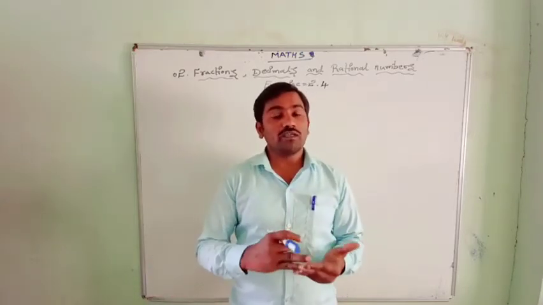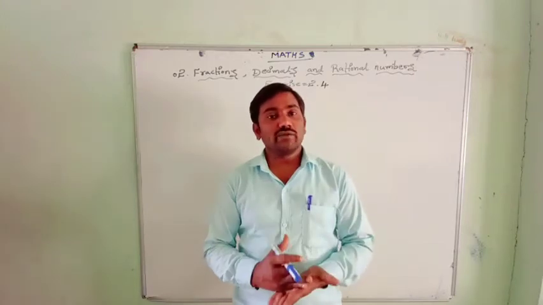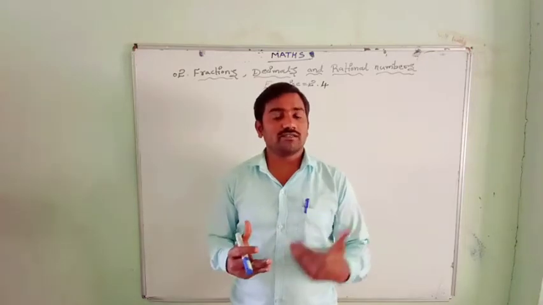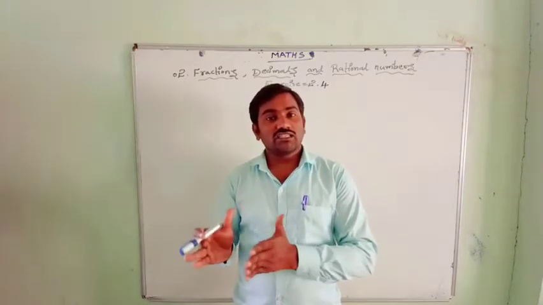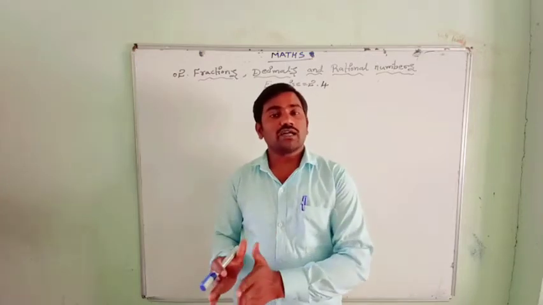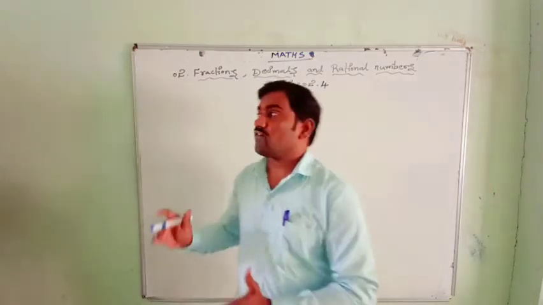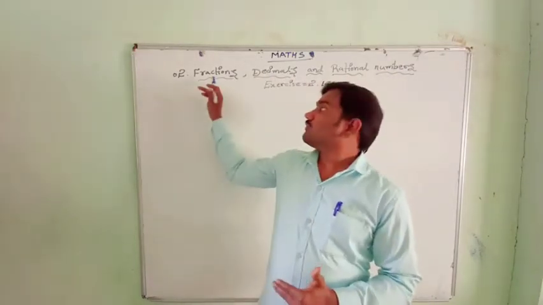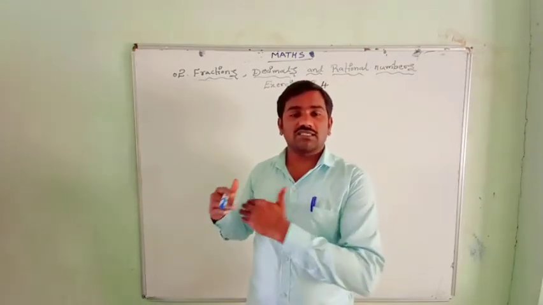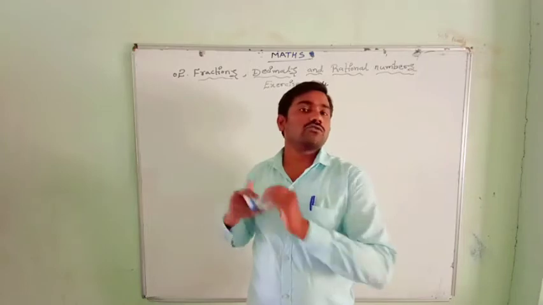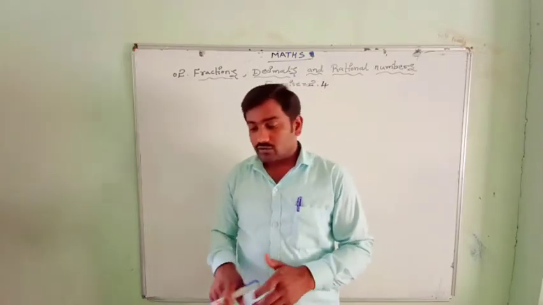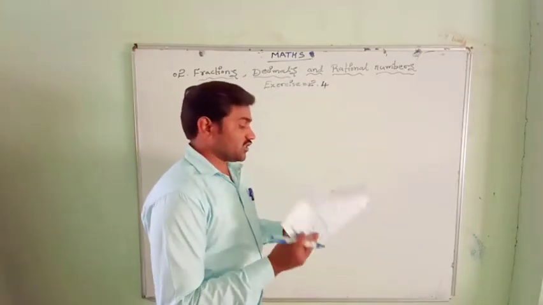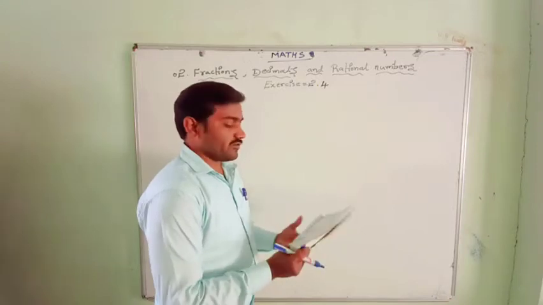How to convert rupees into paisa, paisa into rupees, and centimeters into meters, meters into kilometers, and centimeters into millimeters, and grams into kgs, kgs into grams. These kind of problems are there. That means 2.5 is completely about the decimals. So in the 2.4 about the fraction, that is division of fractions, and 2.5 about the decimals.